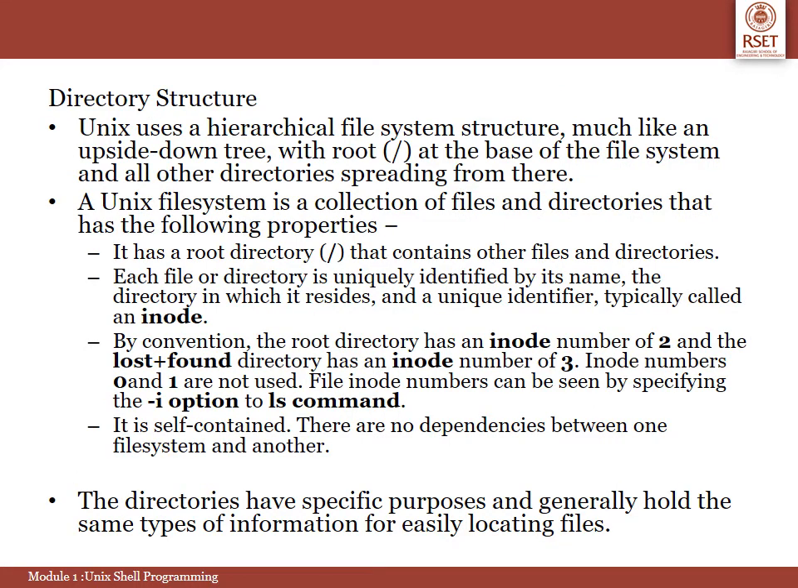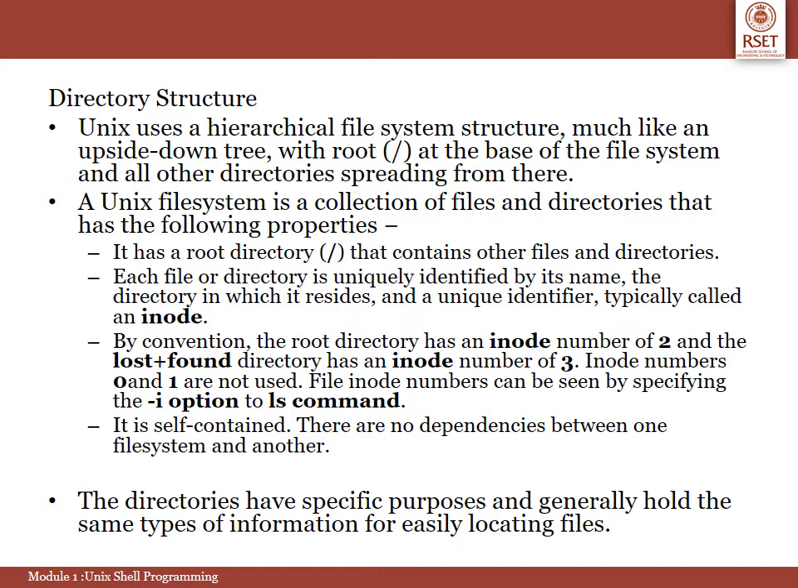About the directory structure, Unix uses a hierarchical file system structure much like an upside-down tree. It's a tree-like structure with root / at the base of the file system and all other directories spreading out from there. A Unix file system is a collection of files and directories that has the following properties. It has a root directory, which is /, that contains other files and directories.